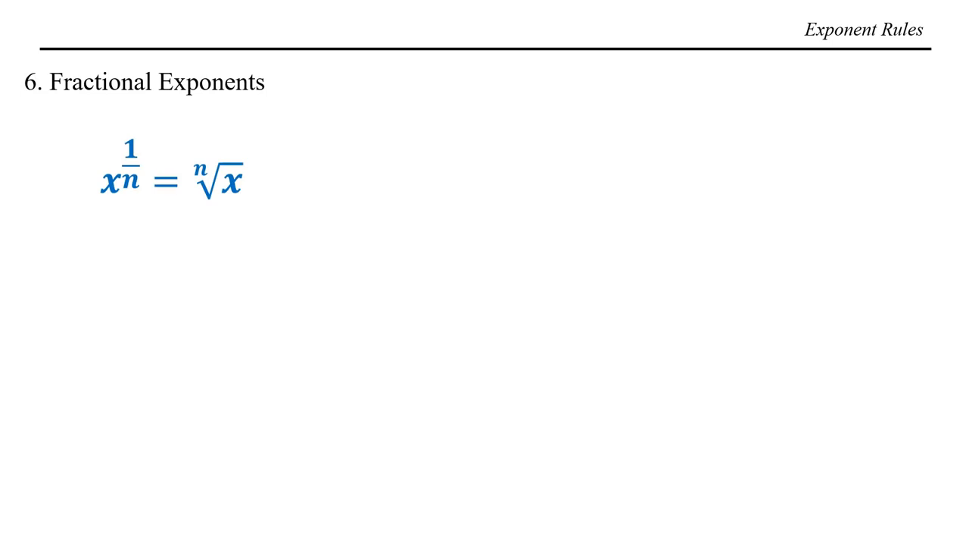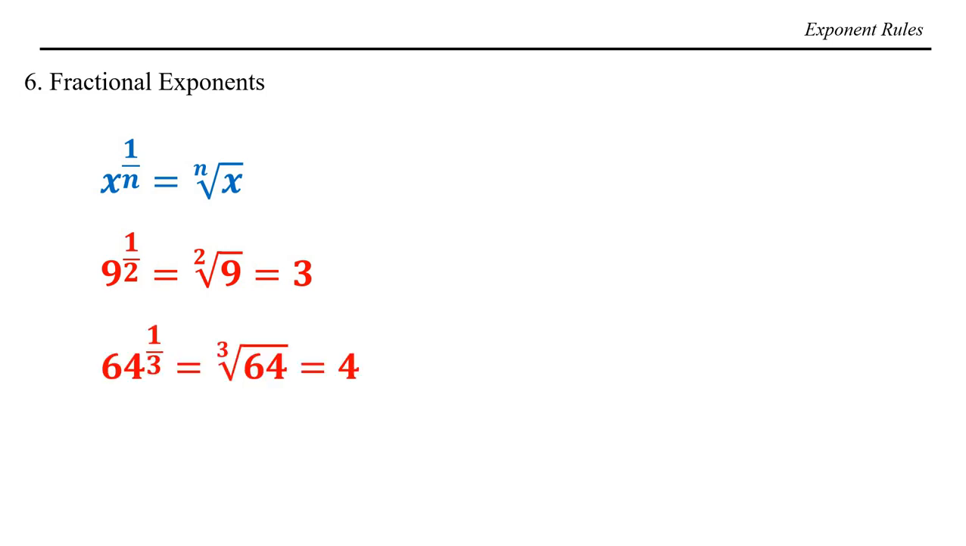So with fractional exponents, if we had x to the power of 1 over n, that would be equal to the nth root of x. So what that's saying is, if, for example, we had 9 to the power of 1 half, that would be equal to the square root of 9, right? Or taking the second root. Typically, we don't write it with the superscript with the 2 there, but that would be equal to 3. Or another example, if we had 64 to the power of 1 over 3, it's the same thing as taking the third root of 64, which would be equal to 4. And that is fractional exponents.